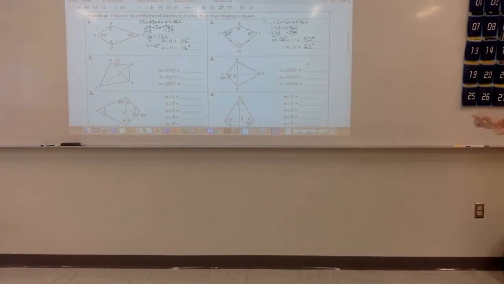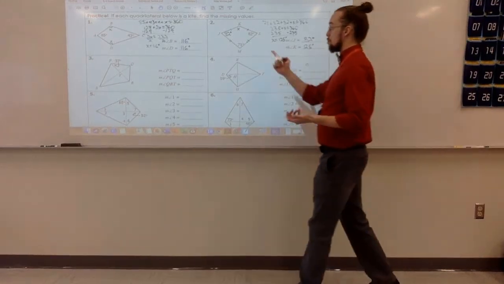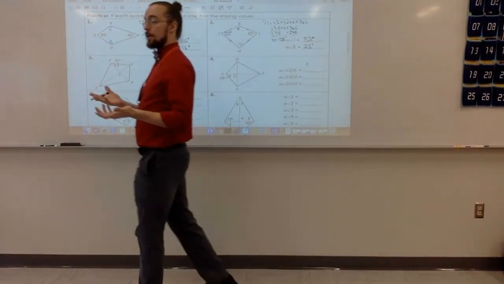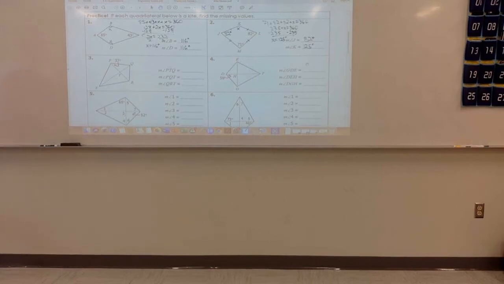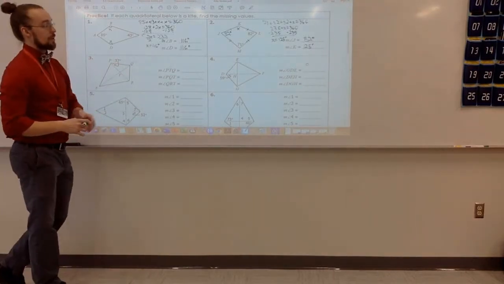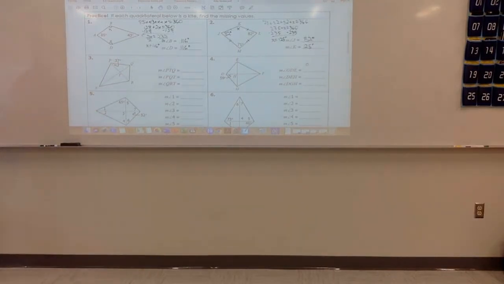Alright, so we used a couple of ideas here. One, that we have one pair of opposite angles congruent, and also all 4 angles have to add to 360. Right. Questions so far? So now in the next few examples, they are breaking the kite up into triangles.